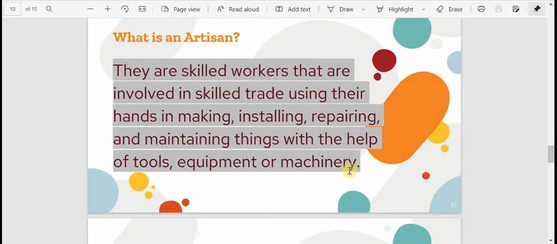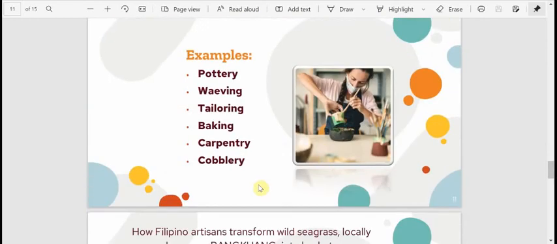Okay? So again, here are some examples of work of artisans. Okay? So mga pottery making, mga nagwe-weaving, paghahabi, tailoring, pagtatahi, also baking, is considered as an example of artisans, and carpentry, also cobblery. Okay? So to sum up the difference between artists and artisans, the words artist and artisan are often very confusing for most people, although there is a key difference between the two words. An artist is a person, again, who performs any creative arts. This can range from painting to music.